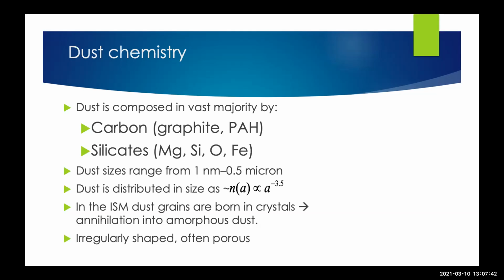The ISM dust grains are born as crystals in the winds of AGB stars. But then the harsh conditions of the ISM, like UV radiation, for example, make the dust glassify. So the nice order in the lattice is lost, and you get amorphous dust. This dust is often approximated as a sphere, but it is irregularly shaped, often elongated, and often porous.